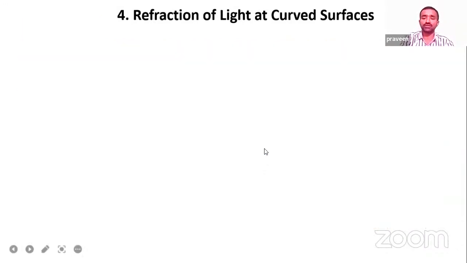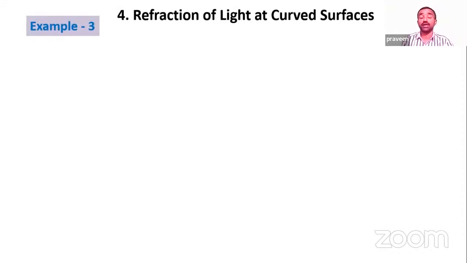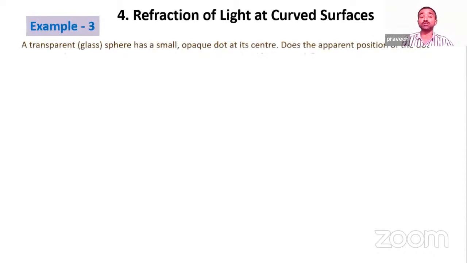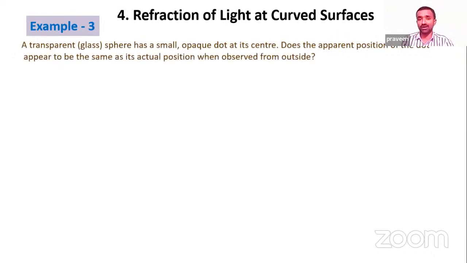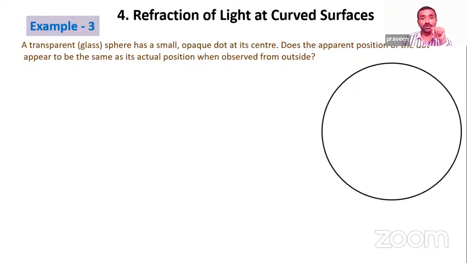Now we have example number 3 here, which is simple. It is given about the same curved surface, using a sphere. A transparent glass sphere has a small opaque dot at its center. Does the apparent position of the dot appear to be the same as its actual position when observed from outside? Understand the question first. We have a transparent glass sphere observed from outside. What we are observing is an opaque dot located at its center.